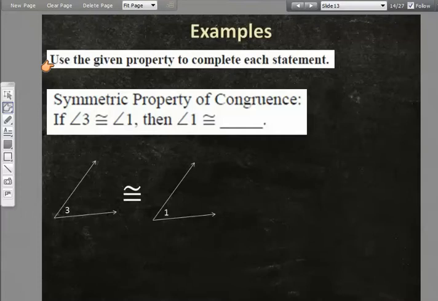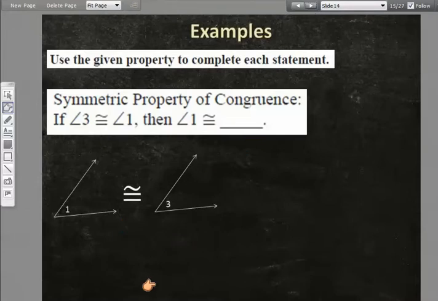Okay, use the given property, the symmetric property of congruence. Remember how we're just flipping them? If angle 3 is congruent to angle 1, then angle 1 is congruent to... now look here, I went ahead and drew pictures for it. This shows angle 3 congruent to angle 1. So all I have to do is flip it. Remember, for symmetric, you just flip them. So angle 1 is congruent to angle 3.